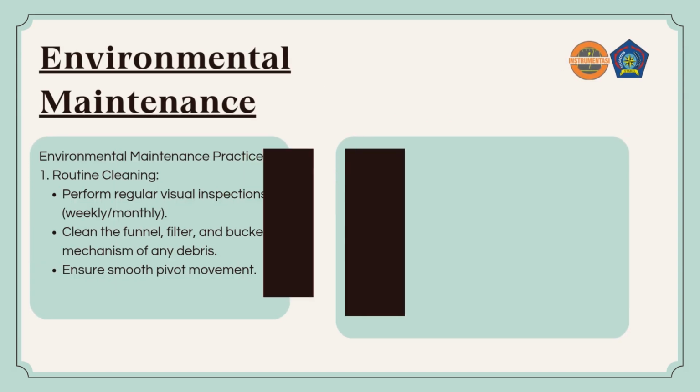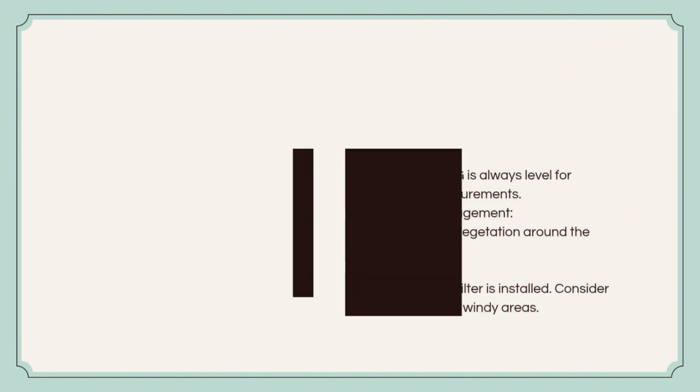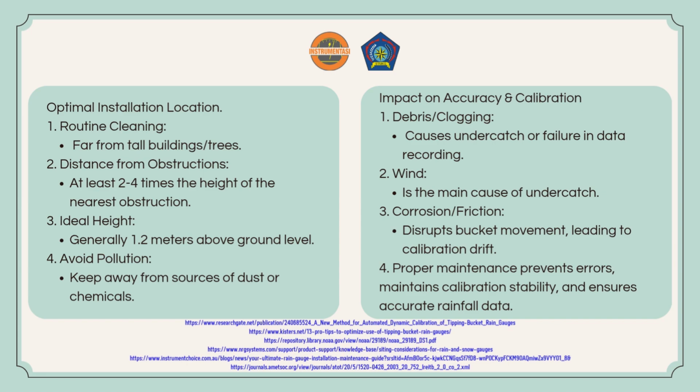Next, I will explain how to install an automatic rain gauge, tipping bucket type, based on BMKG and World Meteorological Organization standards. First, choosing the location. Place the tool in an open area, far from trees, buildings, or tall poles. The distance from any object should be at least twice the object's height. Avoid low areas that can flood or collect water.